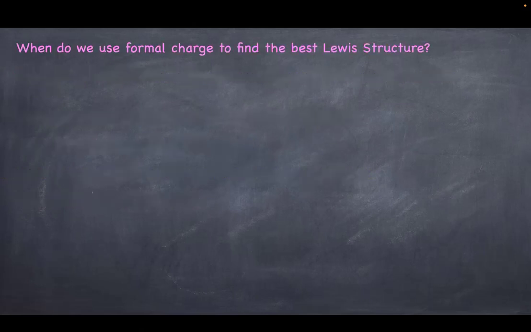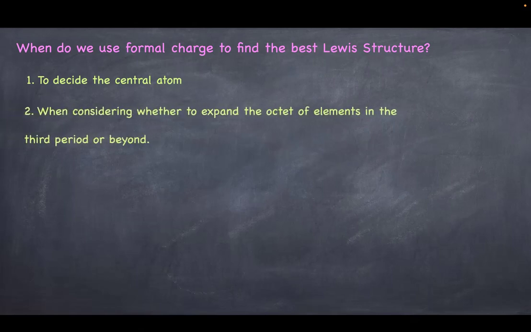All right. So when do we use formal charge to find the best Lewis structure? There are two scenarios when the formal charge can help. One is when we want to decide on the central atom. For most cases, the molecule is symmetrical, so we can guess who's the central atom. But there are cases where we're confused about who the central atom is. So finding formal charge is one method for deciding who's going to be the central atom. The second is when we're considering when to expand the octet for the elements in the third period or after.